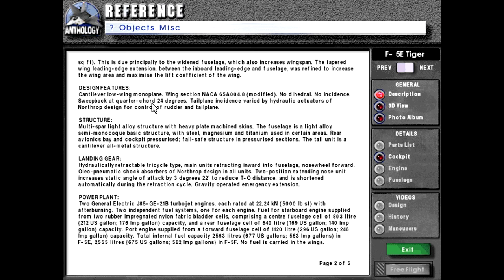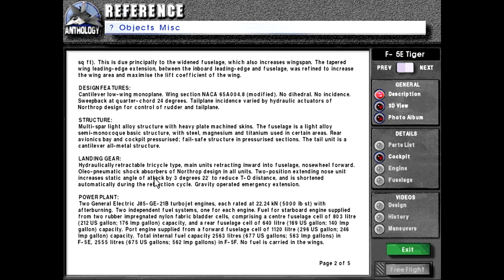Design features: cantilever low wing monoplane, wing section NACA 65A004.8 modified, no dihedral, no incidence, sweepback at quarter chord 24 degrees. Tailplane incidence varied by hydraulic actuators of Northrop design for control of rudder and tailplane. Structure: multi-spar light alloy structure with heavy plate machined skins. The fuselage is a light alloy basic structure with steel, magnesium, and titanium used in certain areas. Rear avionics bay and cockpit pressurized. Fail-safe structure in pressurized sections. The tail unit is a cantilever all-metal structure.